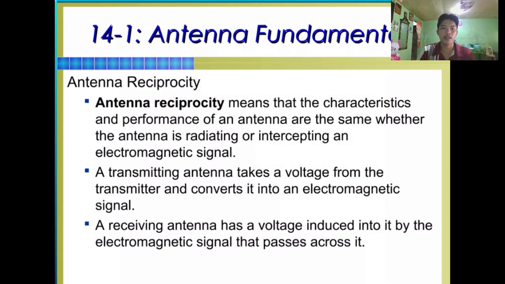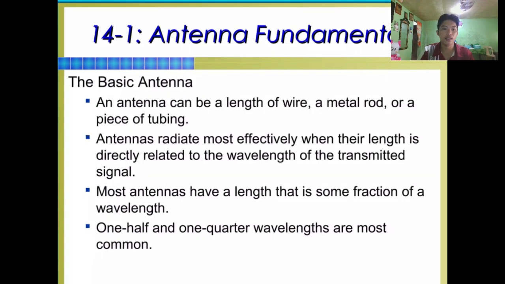Antenna reciprocity. Antenna reciprocity means that the characteristics and performance of an antenna are the same whether the antenna is radiating or intercepting an electromagnetic signal. A transmitting antenna takes a voltage from the transmitter and converts it into an electromagnetic signal. A receiving antenna has a voltage induced into it by the electromagnetic signal that passes across it.